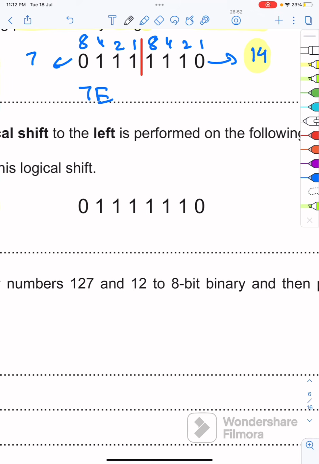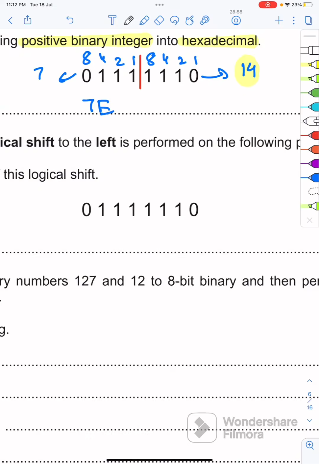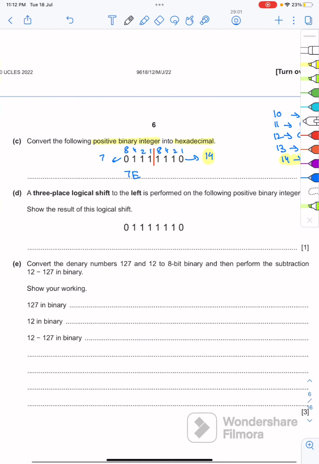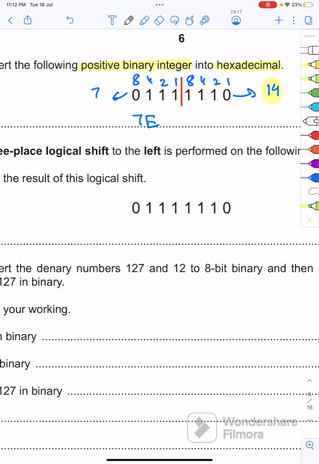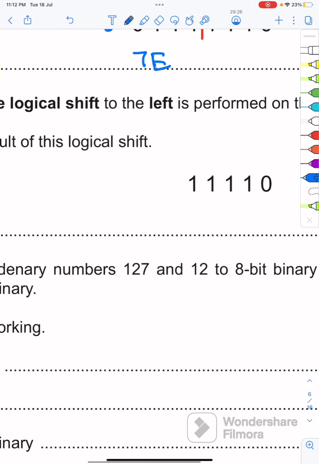These. Okay. 3-place logical shift to the left. So you're going to remove this, and you're going to be left with this. So let's just write these. 1, 2, 3, 4, this 0, and then you're going to add the zeros to the right. There you go. I'm very sorry for that confusion.